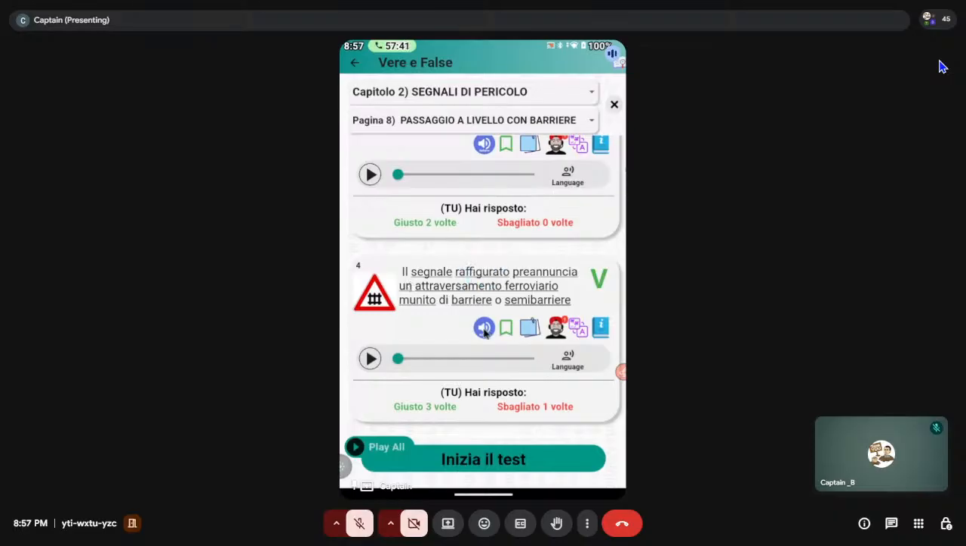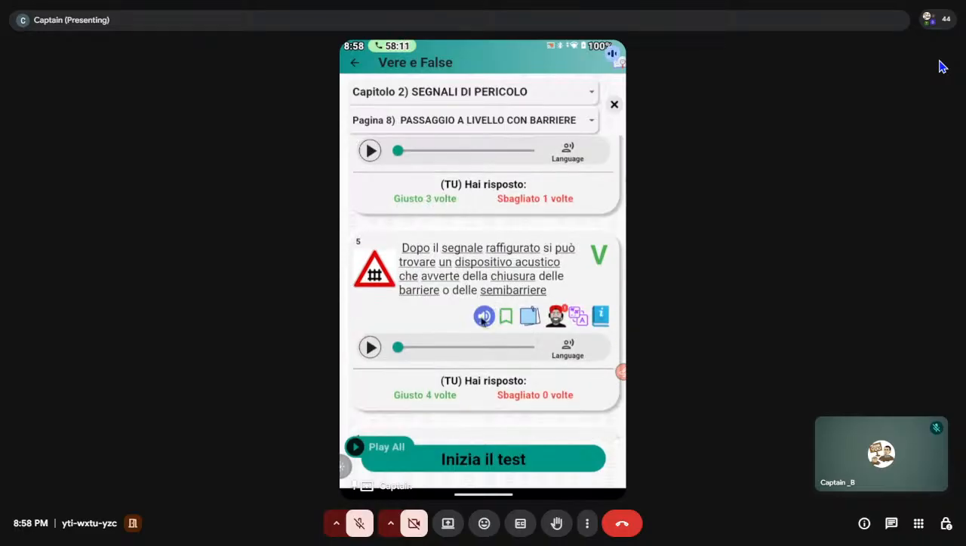Il segnale raffigurato preannuncia un attraversamento ferroviario munito di barriere o semibarriere. Now, you see this sign that it is referring to, preannuncia un attraversamento ferroviario munito, saying that this sign is announcing a railway crossing, which is a train track level. Munito means equipped with a barrier, which is a full one, or the semi-barrier. Yes, and it is true, è vero. After that, I want to ask questions.